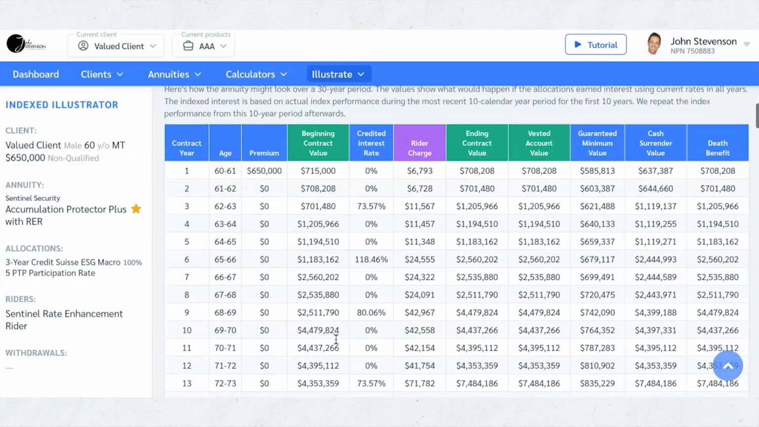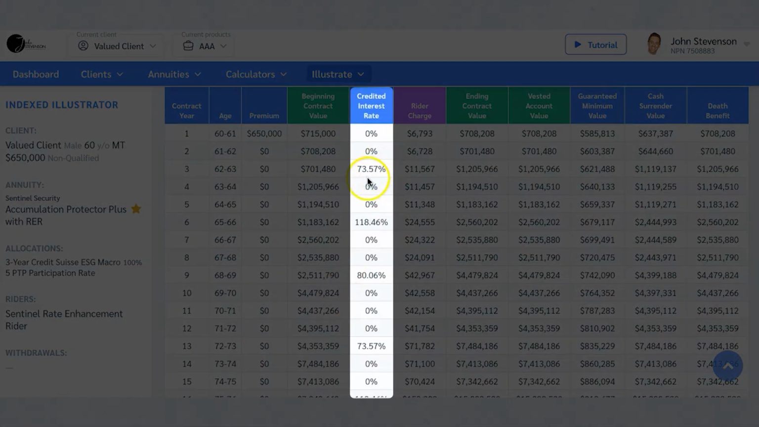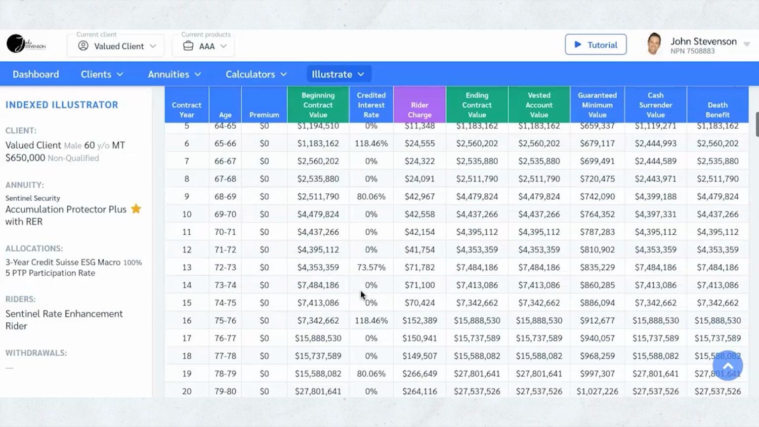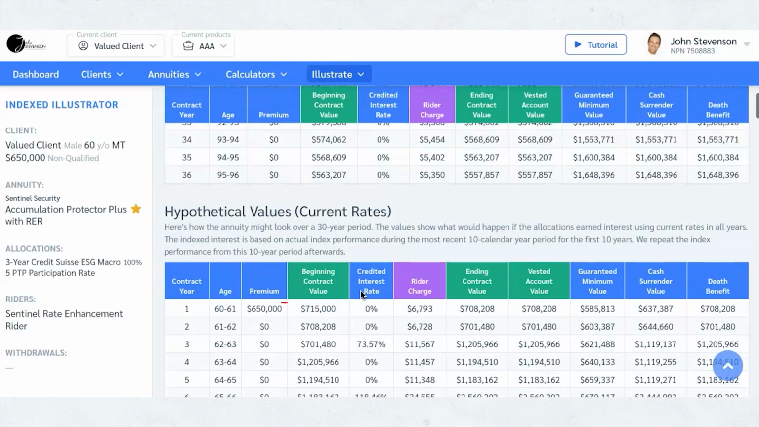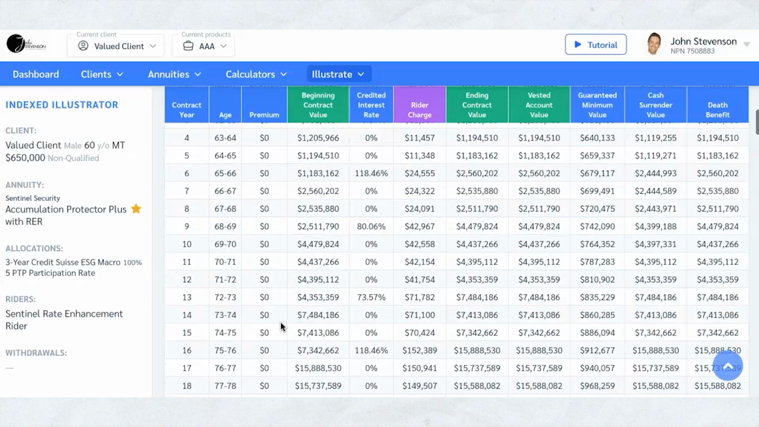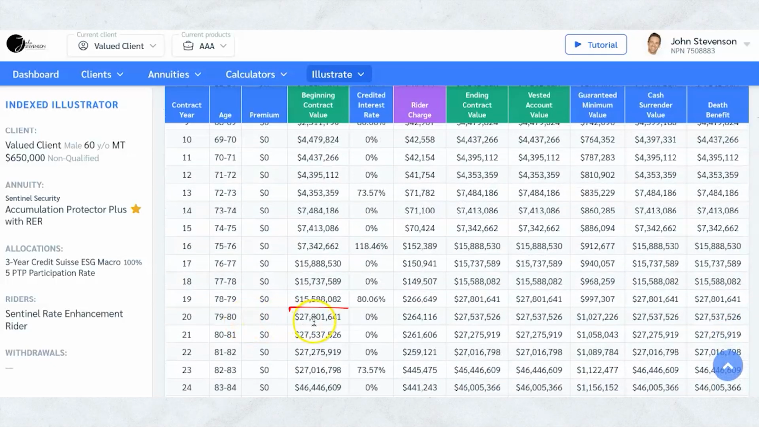So let's take a look at the rates of growth. Wow, look at this. 73%. 118%. Because remember, this is a 3-year. They're measuring 3 years of growth. And so as long as the participation rate stays at that 550%, you're going to get huge amounts of growth. In fact, if you look at from year one, $650,000, and you let that grow for 20 years, that's going to grow to $27.8 million. Wow, what a return, right? Yeah, I wish. So it doesn't happen. I'm just telling you that right now.